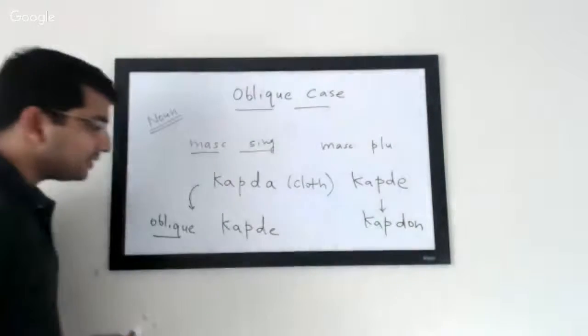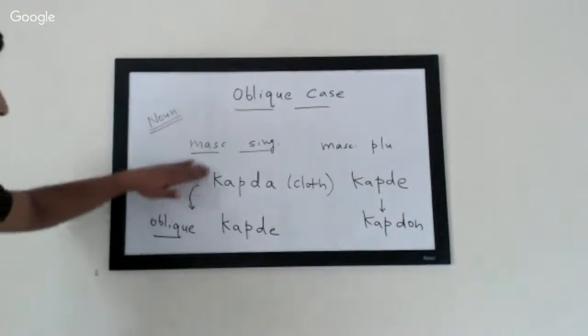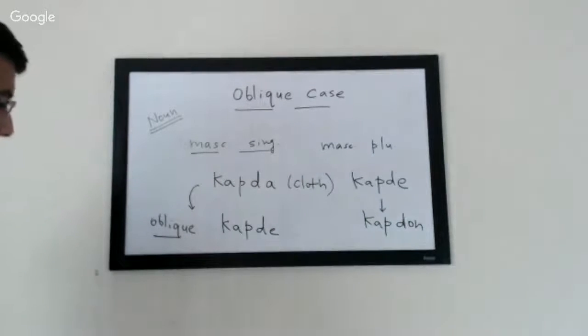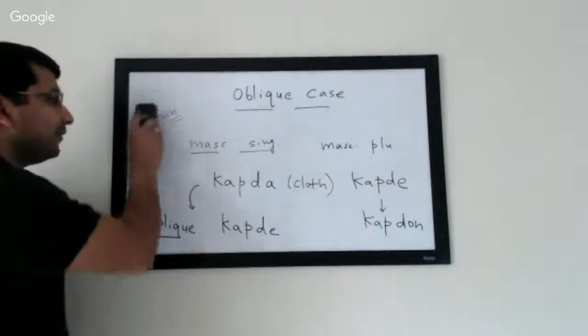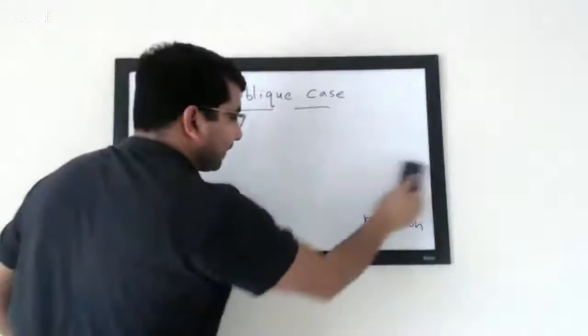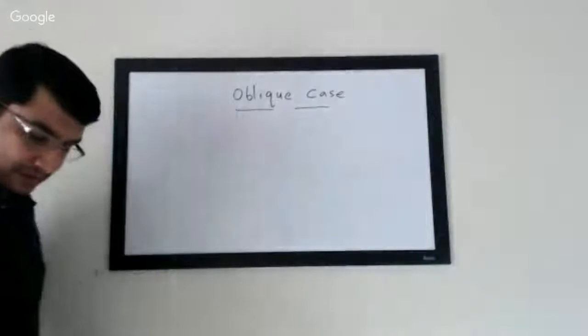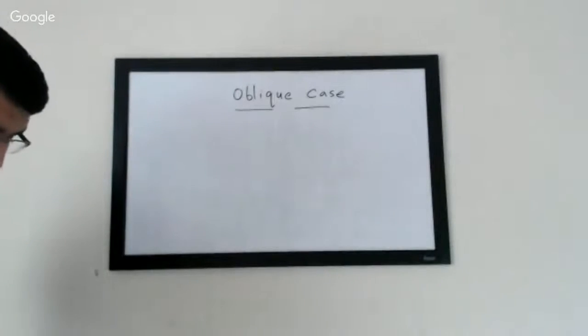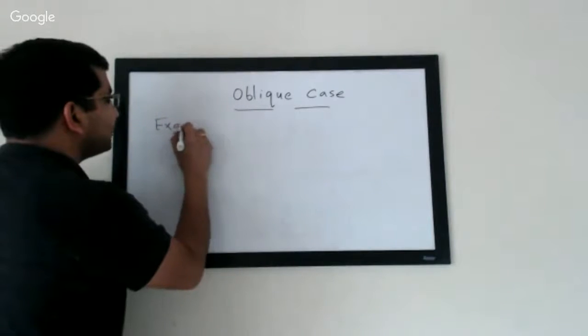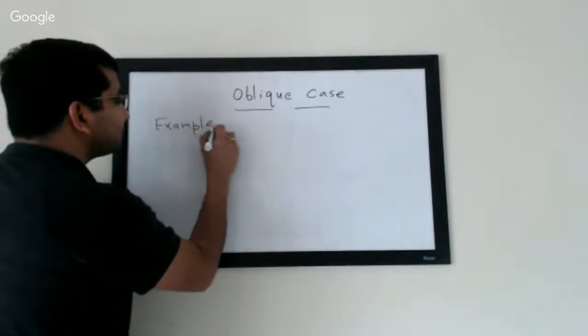So these two examples are at least clear, right? In this one we had the masculine singular. In this one we had masculine plural, right? Now let's look at when do we use it. Okay, so example of this scenario. Example of when to use oblique case.